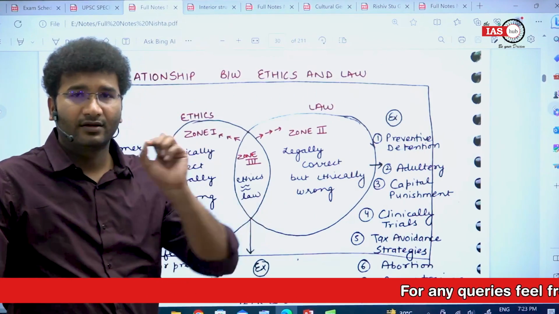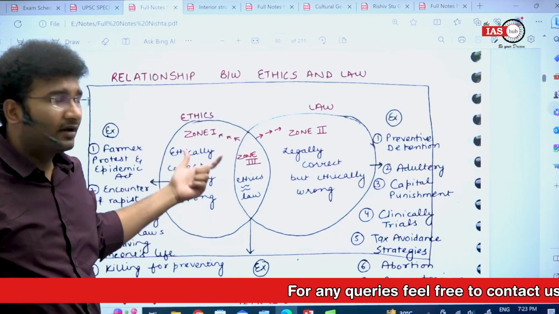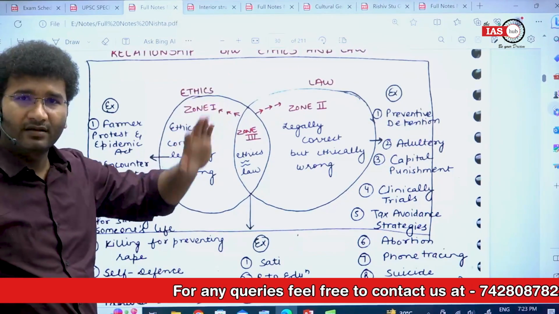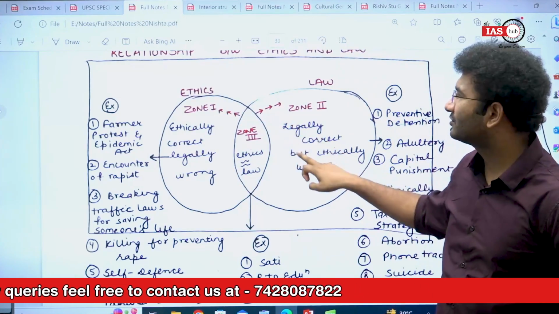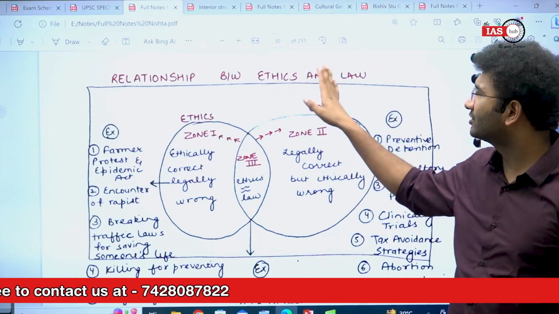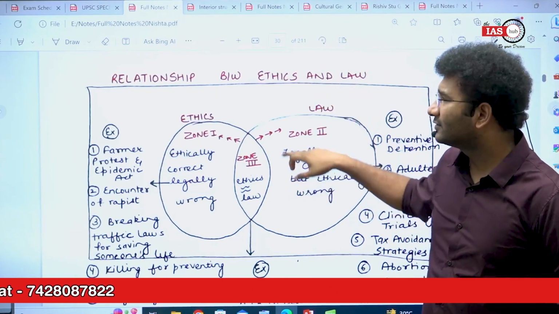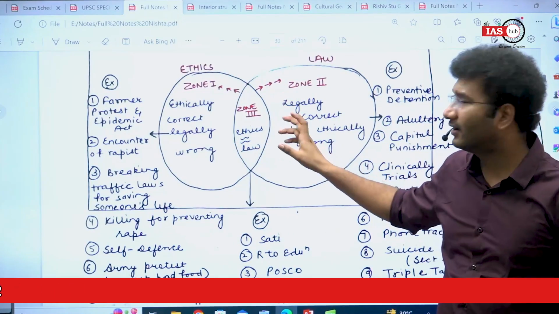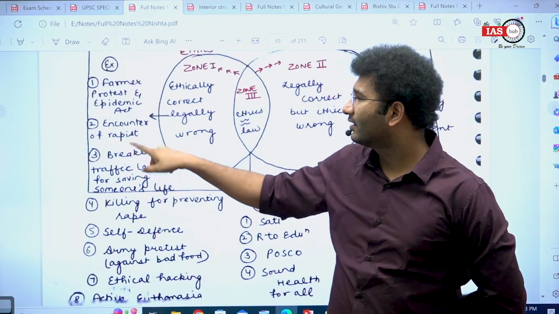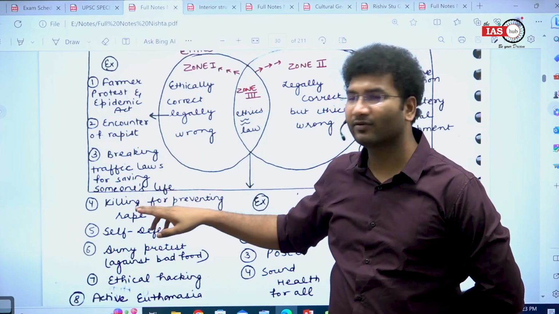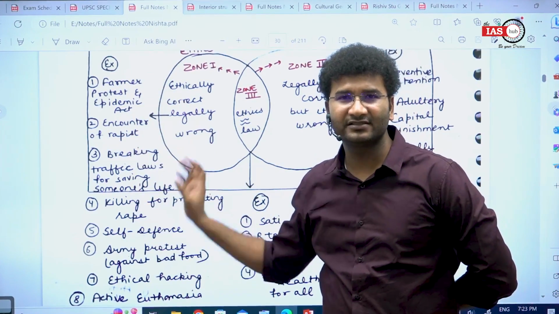One, writing with your hand and taking examples from current affairs. Look here, this is a small note. One of my students has written this, on the relationship between ethics and law. Here they have made a diagram, and here: farmer protest and epidemic, encounter of rapist, breaking traffic rules. These are some of the current elements they have added.